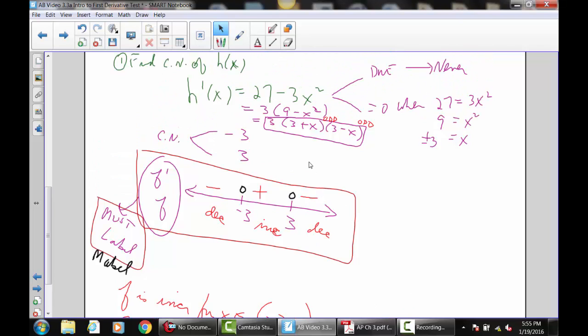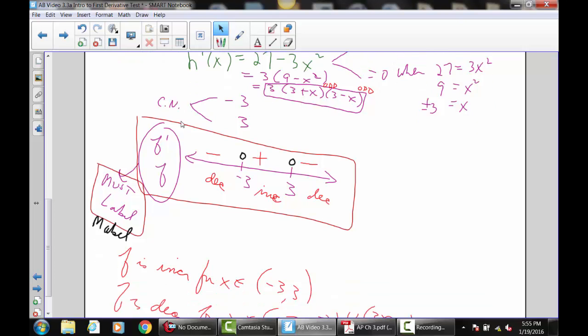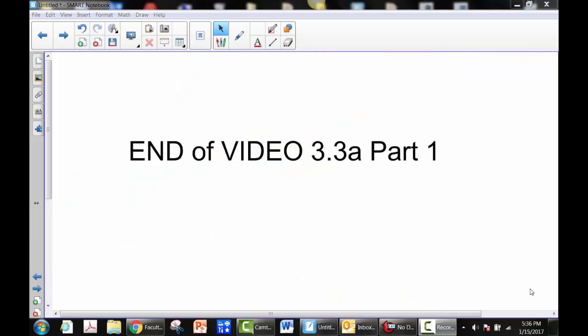I want to point something out here. Let's just pretend this had been negative 27 plus 3x squared. You would have factored out a negative 3. You've got to hang on to that negative 3 here, because when you plug these numbers in, that would end up being a negative times whatever times whatever. So do be careful. And that's the end of video 3.38, part 1.